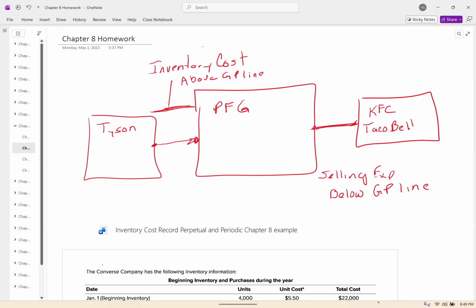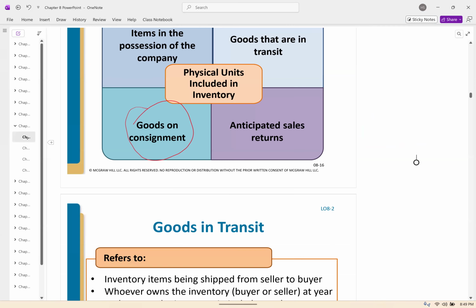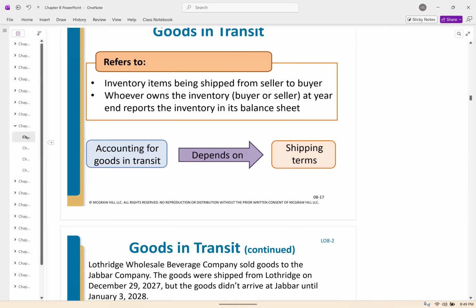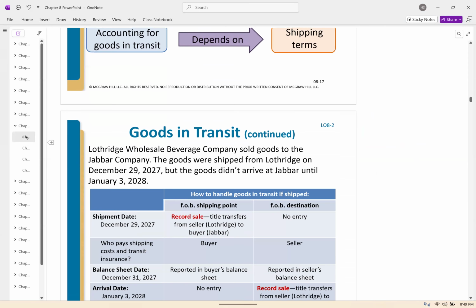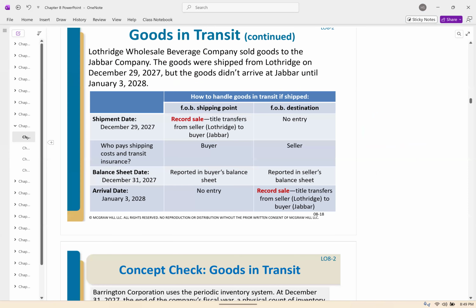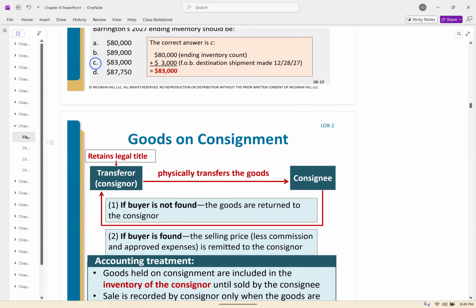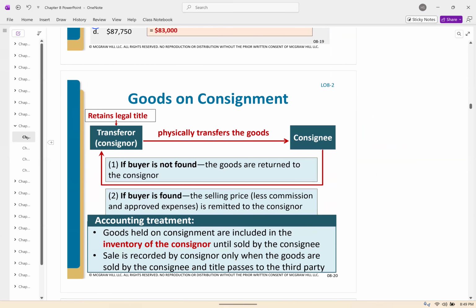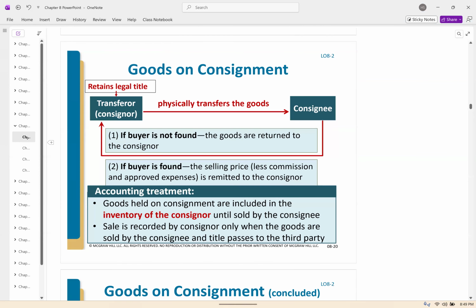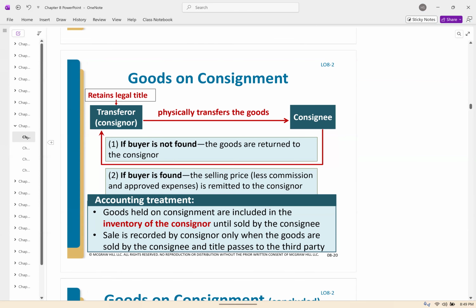All right. So that'll probably get us through several slides here. We talked about goods in transit, FOB destination, and FOB shipping point. I like my little diagram that I always draw out. I talked about goods on consignment. If that's the case, we own those goods. We have legal title to them. We have risk of loss, even though it's sitting in somebody else's building.